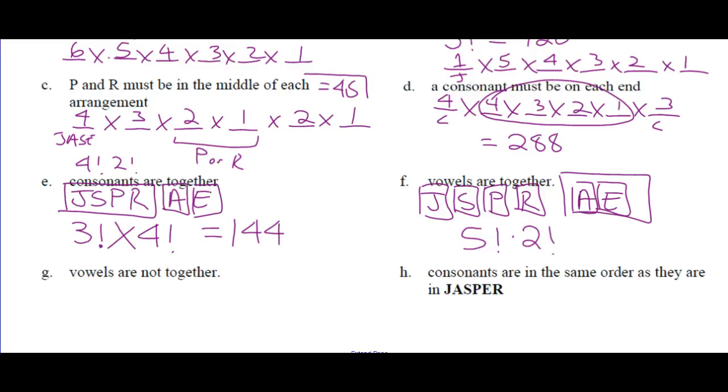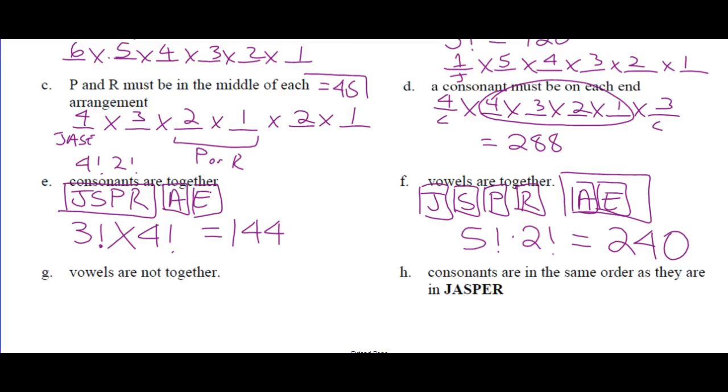One of those tiles, because it says vowels are together, but it doesn't say in order, right? If it said the vowels are together in alphabetical order, then it's just, okay, it's AE. You can glue them together. Every arrangement is going to have an AE. So this is 240. Yeah?